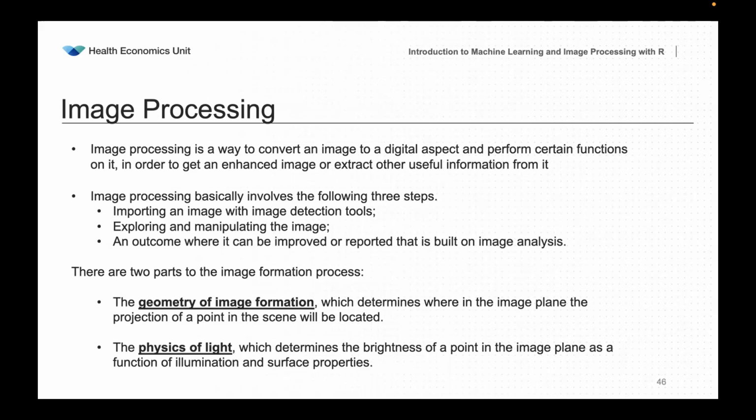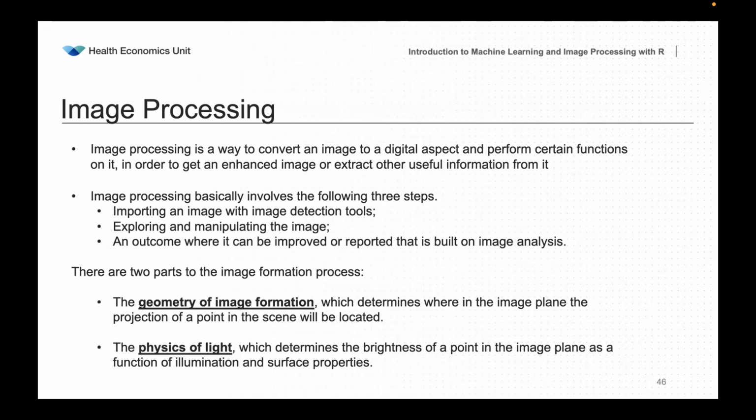And then exploring and manipulating the image. Exploring and manipulation means what kind of information you are looking for, and whether this information is clear or not. If not clear, sometimes you have to increase the brightness to focus on that particular part, and sometimes you have to decrease the brightness. All this manipulation we have to do in image processing. And then the outcome can be an improved image or a report that is built on the image analysis. So these are mainly the three steps in image processing.